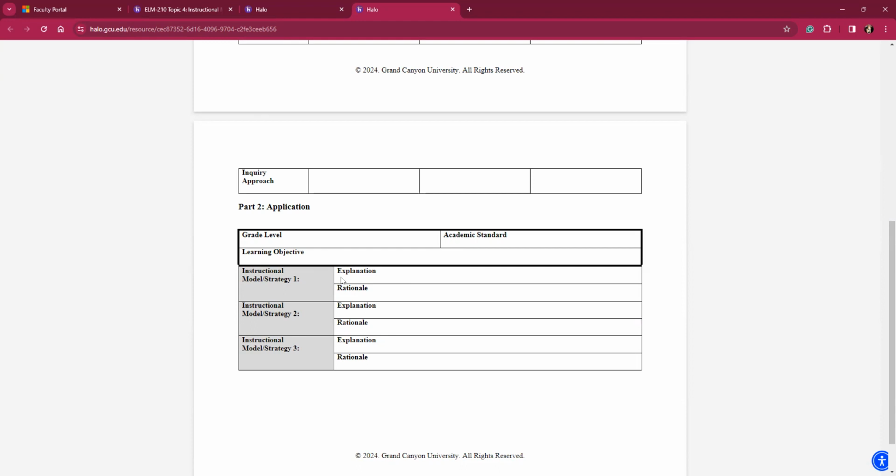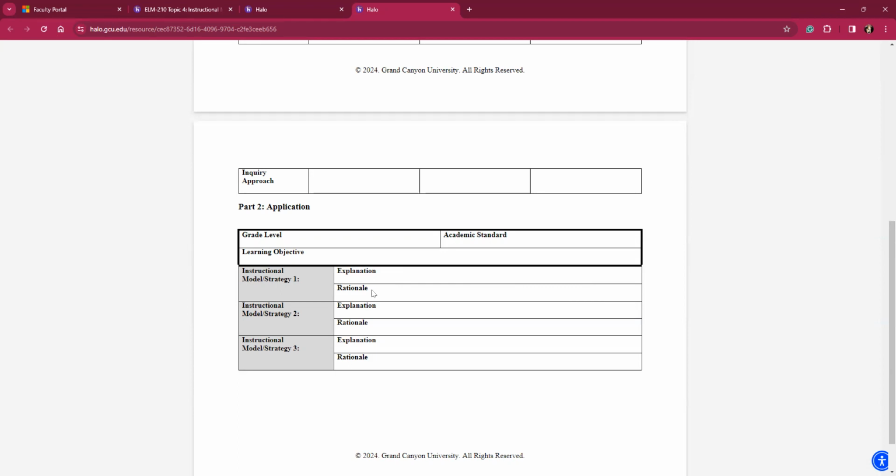Now I'm going to explain. So I'm going to model direct instruction. I'm going to model how to read the ow and o sounds. I'm going to explain to students that it's a vowel pair and they only make one sound. I'm going to read several words, then I'm going to have students practice reading words with me, and then they're going to go work and do a word sort independently. That's what would go in the explanation box.